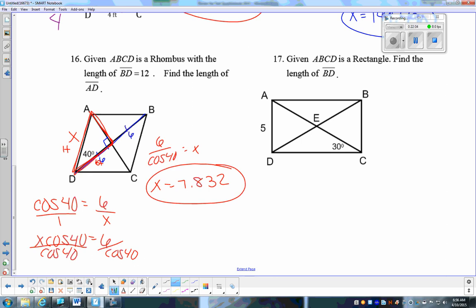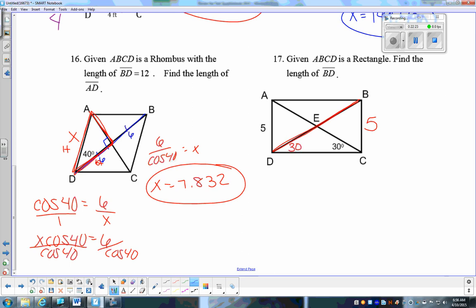Number 33. Given ABCD is a rectangle, find the length of BD. So we're looking for this piece here. I know my diagonals are congruent and my opposite sides are congruent. So this is 5 and this is 30.